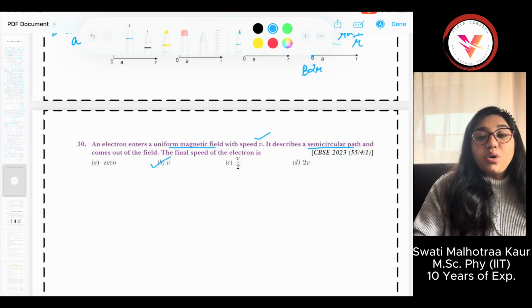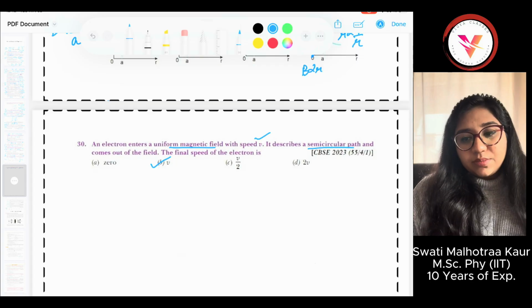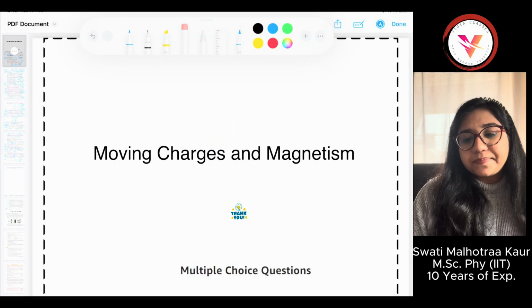Okay, so this is much for moving charge and magnetism. This is one of the most important chapters. It has many concepts, and yeah.